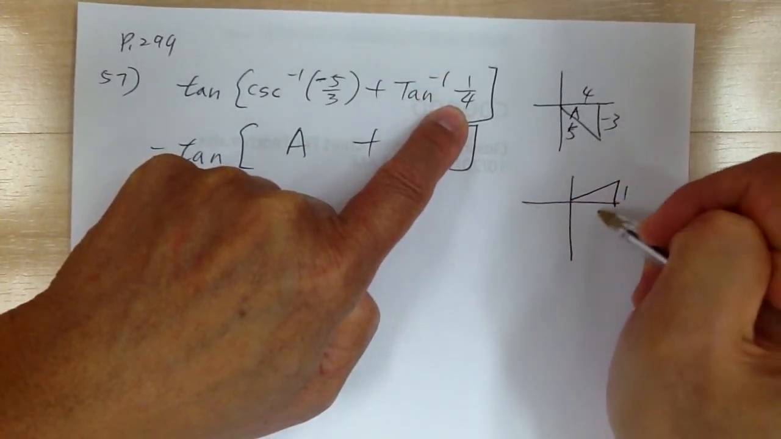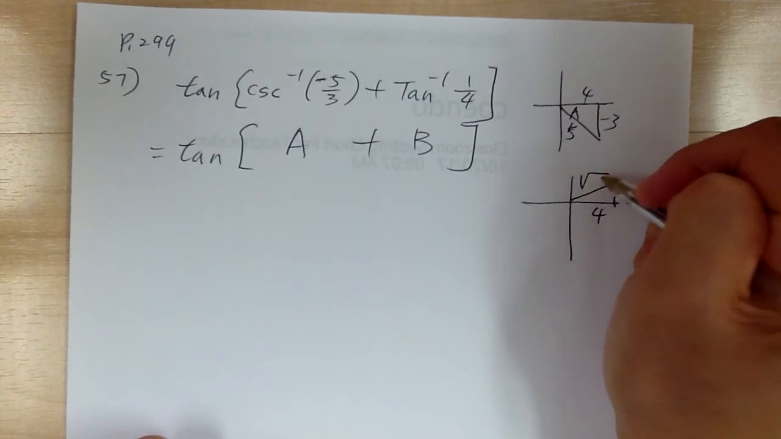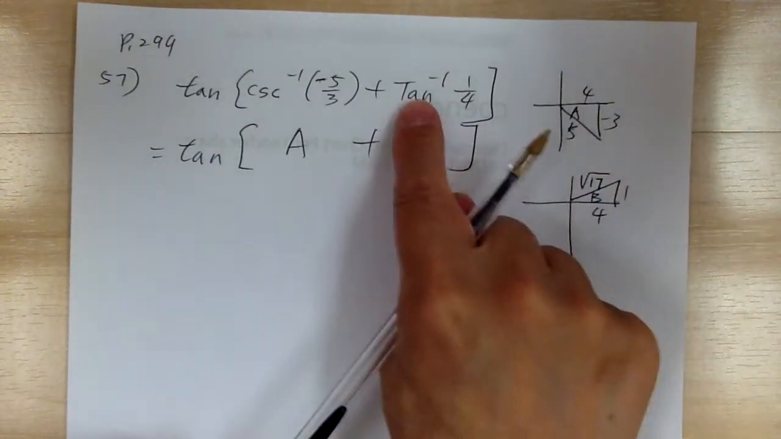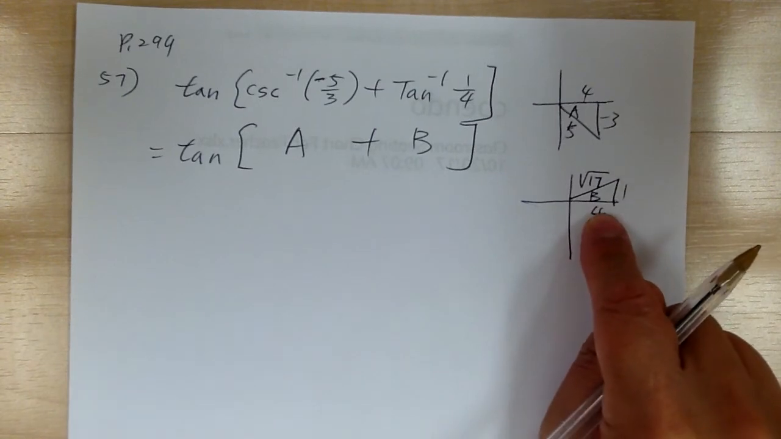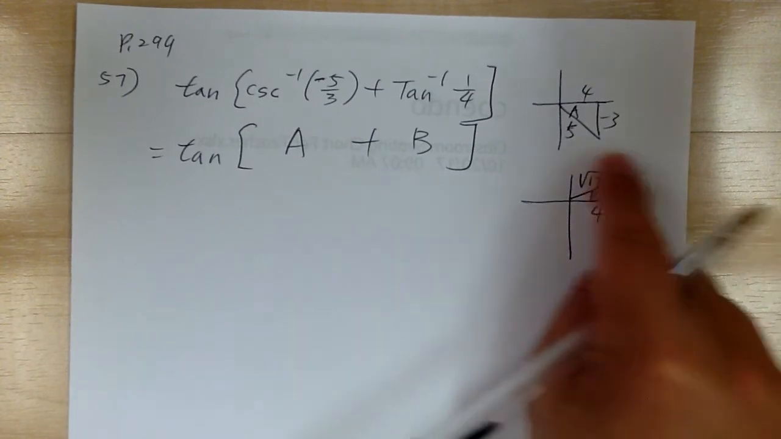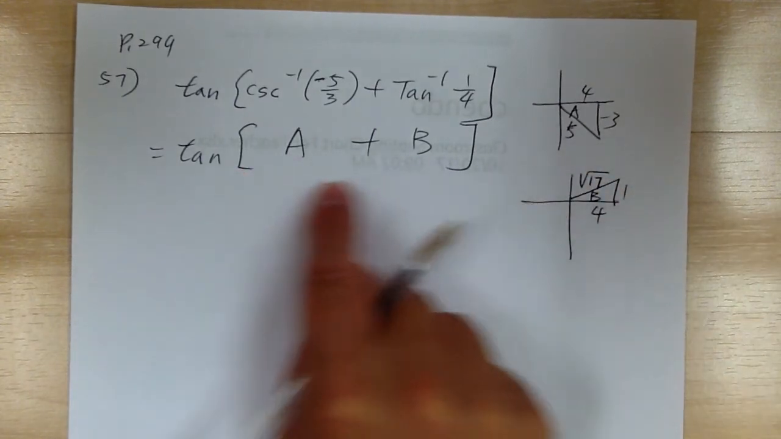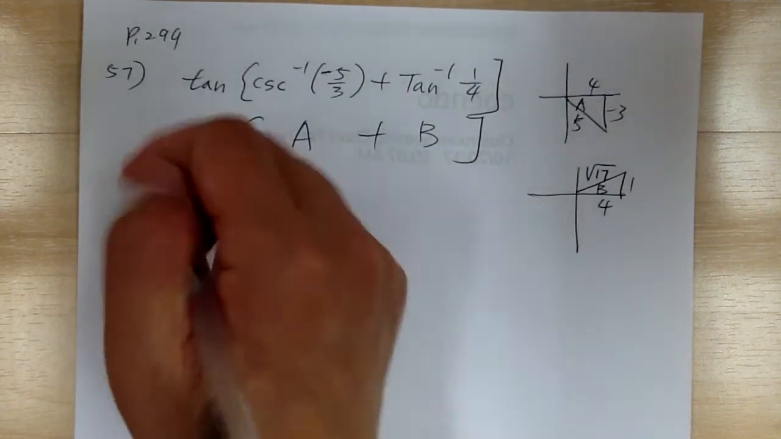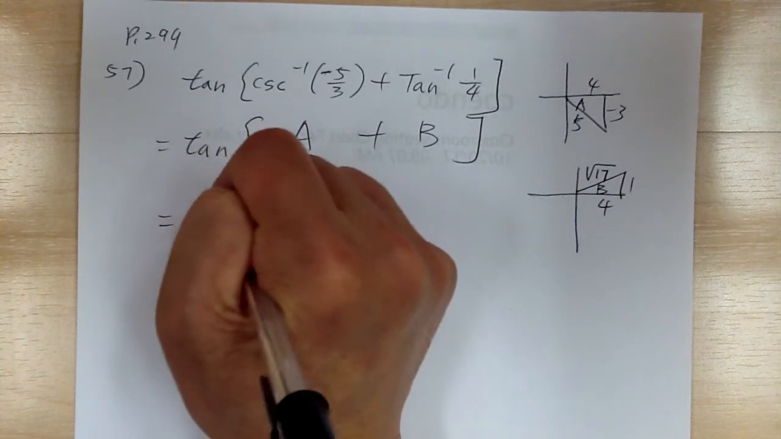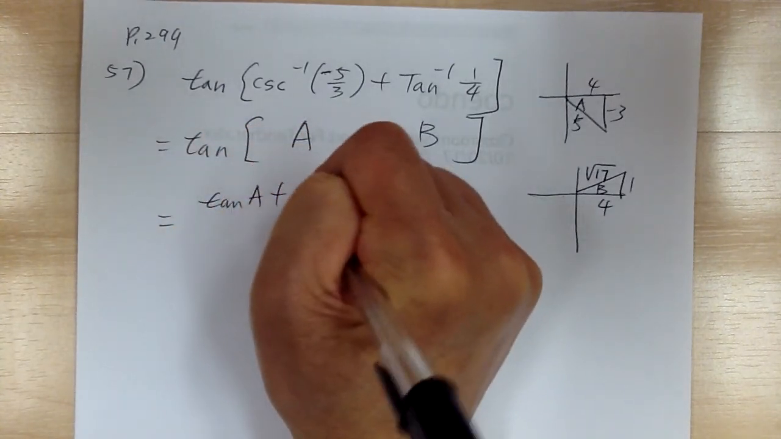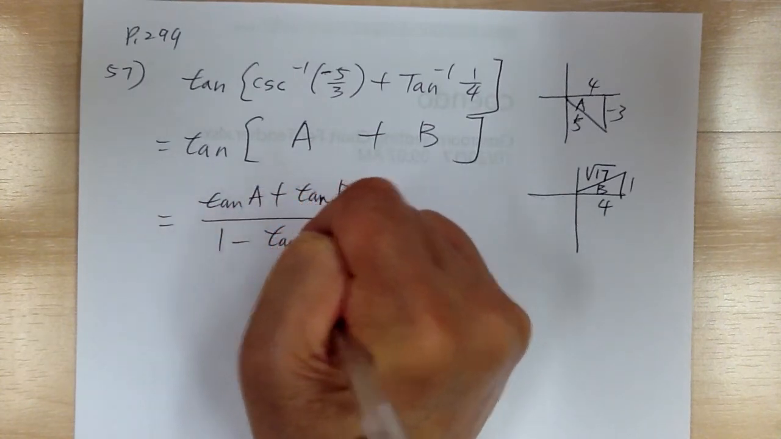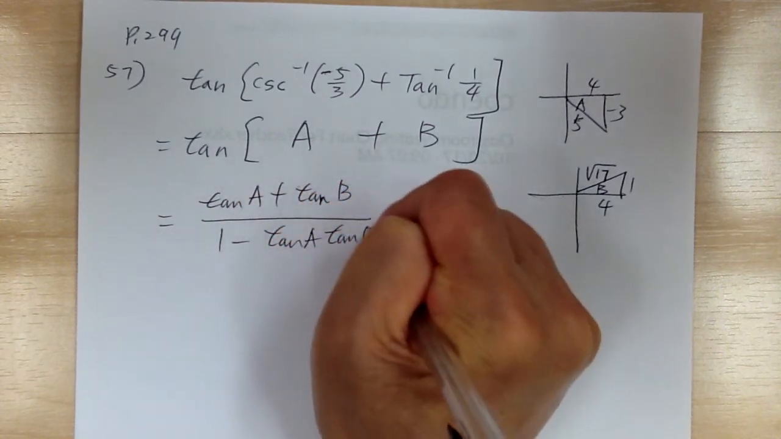Okay, so it'd be 1 over 4, and this would be square root of 17. And that's the B. Right? Tangent is sine over cosine. So now once you do that, you can go ahead and expand that. This is your sum identity. So this is equal to tangent A plus tangent B over 1 minus tangent A tangent B.